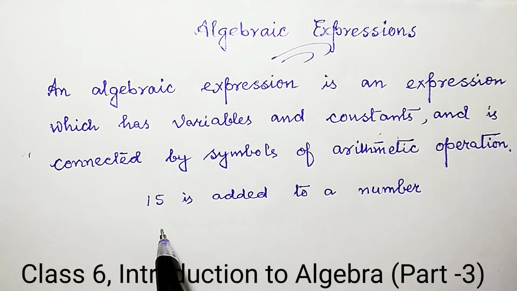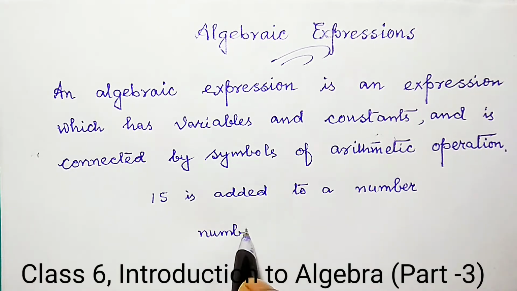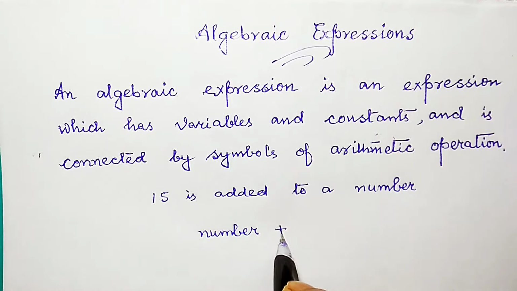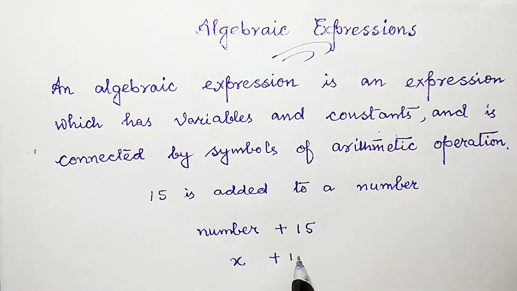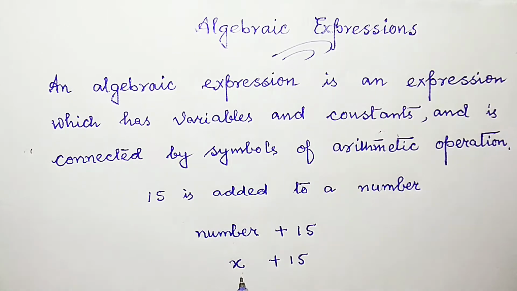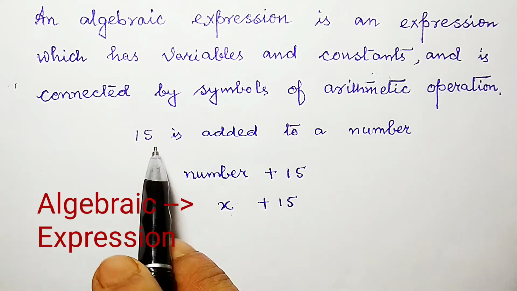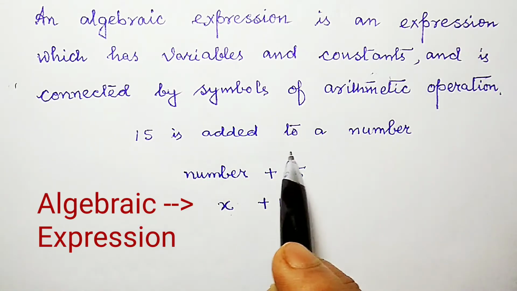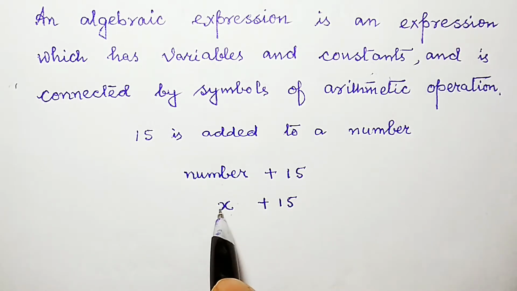Suppose the example is 15 is added to a number. That is number plus 15. Now instead of this number we can consider x. So x plus 15. Now this x can be 1 or 2 or 3, it can take various values. That's why this one is called a variable. So the expression for this statement, that 15 is added to a number, is x plus 15, where x is the number.